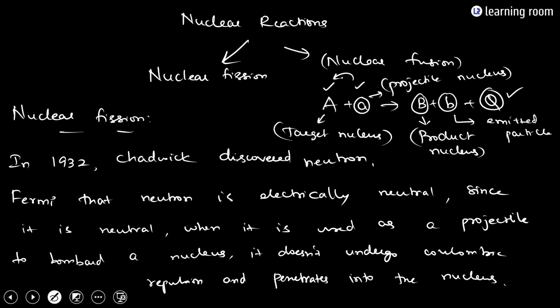What is going to happen is you will have a target nucleus. On the target nucleus, we are going to use a neutron as a projectile and bombard it so that you will get a new nucleus plus the release of some product nucleus and energy.